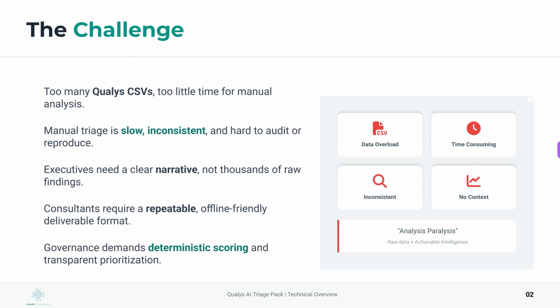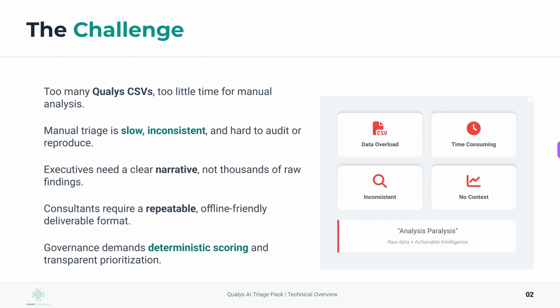The problem is that a CSV is just raw output. It doesn't carry decision context. It doesn't tell you what is actually exploitable in your environment, what is likely to be hit first, which assets are business critical, or which findings are duplicates, noise, or false positives. So what happens is analysis paralysis. Teams spend hours manipulating spreadsheets, arguing over severity, and redoing the same analysis every cycle.